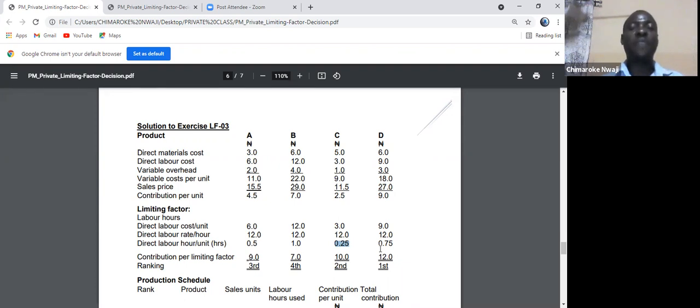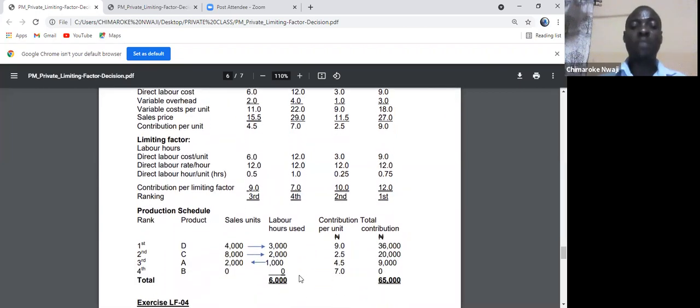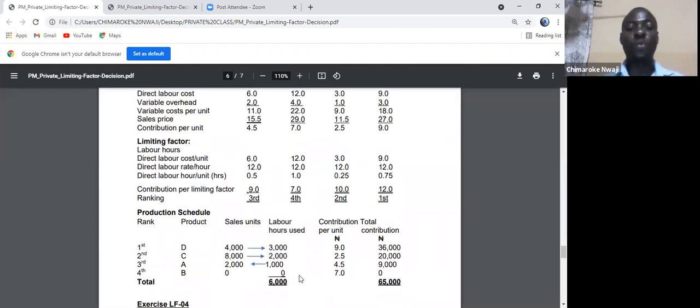Now, step 5, ranking. How do we rank them? Which one of them is the highest? Product D is first. Product C is second with 10 naira per limiting factor. Product A is third, and product B is the last, the fourth. Step 6, go and prepare your production schedule. Now, rank 1, 2, 3, 4.